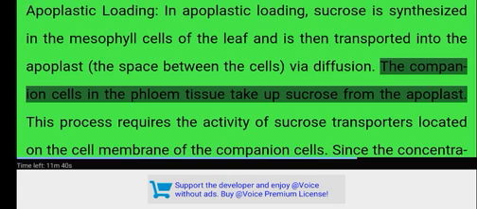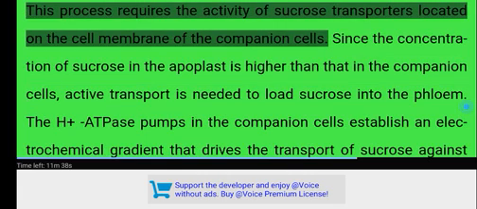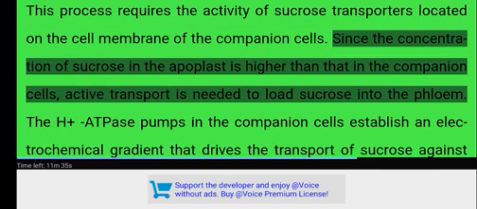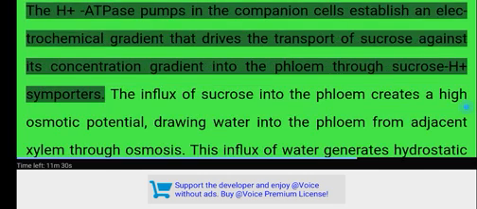The companion cells in the phloem tissue take up sucrose from the apoplast. This process requires the activity of sucrose transporters located on the cell membrane of the companion cells. Since the concentration of sucrose in the apoplast is higher than that in the companion cells, active transport is needed to load sucrose into the phloem. The H+-ATPase pumps in the companion cells establish an electrochemical gradient that drives the transport of sucrose against its concentration gradient into the phloem through sucrose-H+ importers.